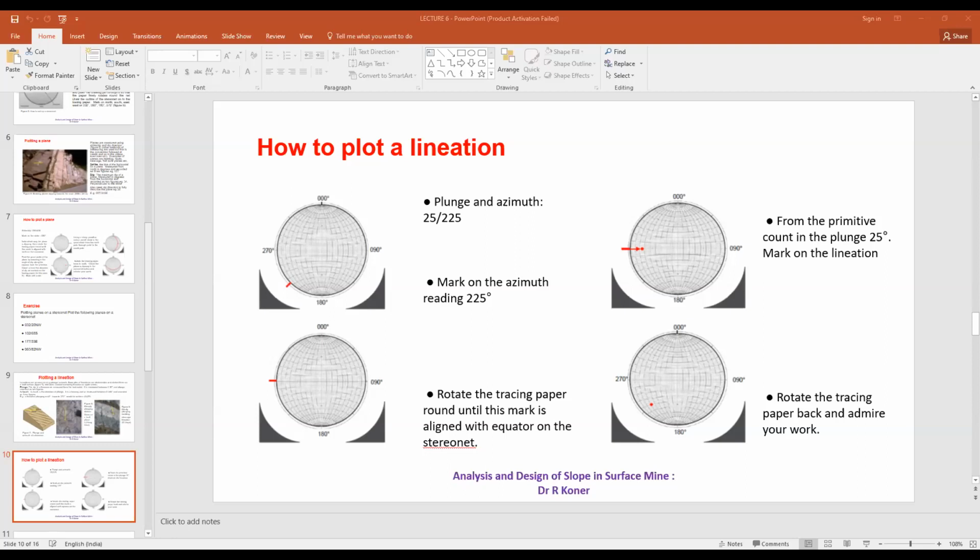Remember, suppose the orientation is in the first quadrant. Okay. Can you hear? Mansi, can you hear? Yes, sir.